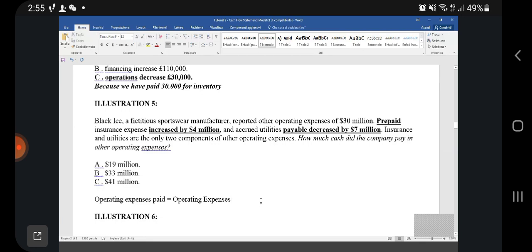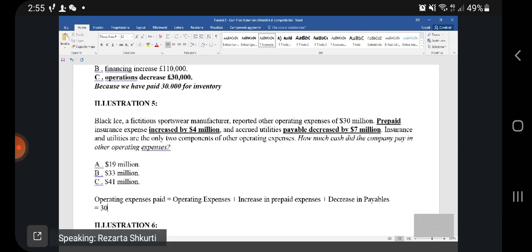I have the prepaid insurance expense. And what then else? I have to add the decreasing payable of 7 million. Okay, so it is 30 million plus 4 million in prepaid that we have performed this period, plus another 7 million. That is equal to $41 million paid this period. Does that make sense?